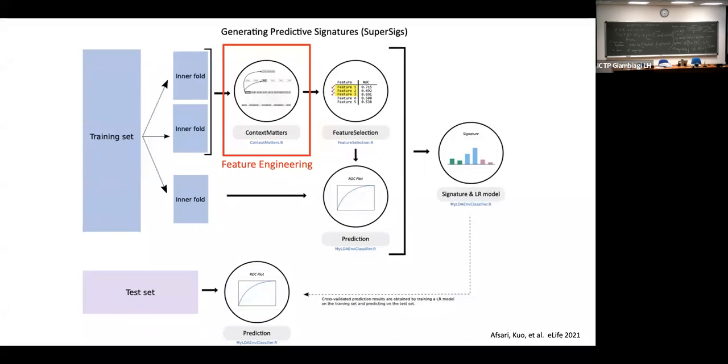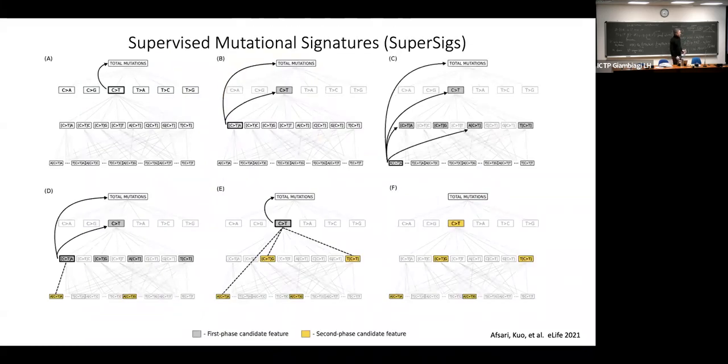Unless you are doing something that has already been done a million times and everyone knows what to do there. But if you are in a relatively new field and you are trying to learn new biology, feature engineering is where I spend 90% of my time. In fact, you will see today that at the end of the day, the methodology was very simple. So how do we do feature engineering here?